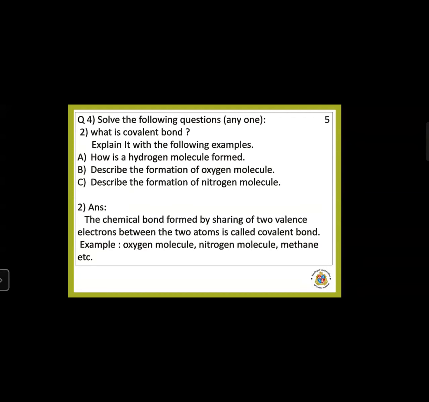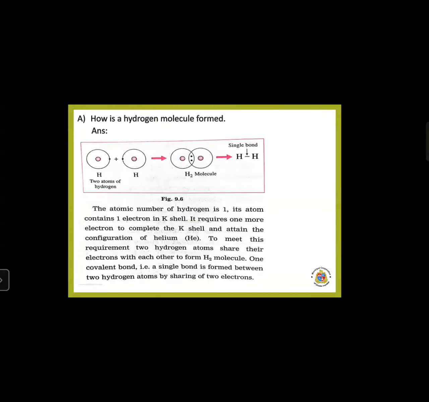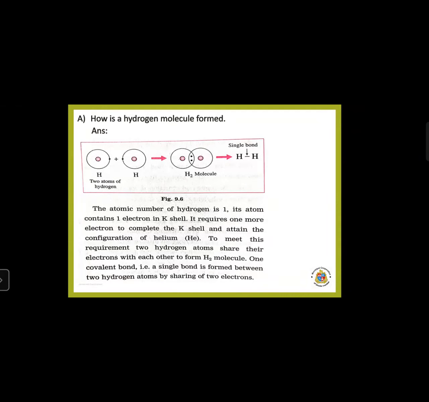Now let's have a look. How is the hydrogen molecule formed? The atomic number of hydrogen is 1. To complete its octet, its electronic configuration, it requires one more electron. So it bonds with another hydrogen atom. Two hydrogen atoms, each with one electron in its outermost shell, bond with each other, so there is a sharing of electrons, and it forms an H2 molecule having a single bond.